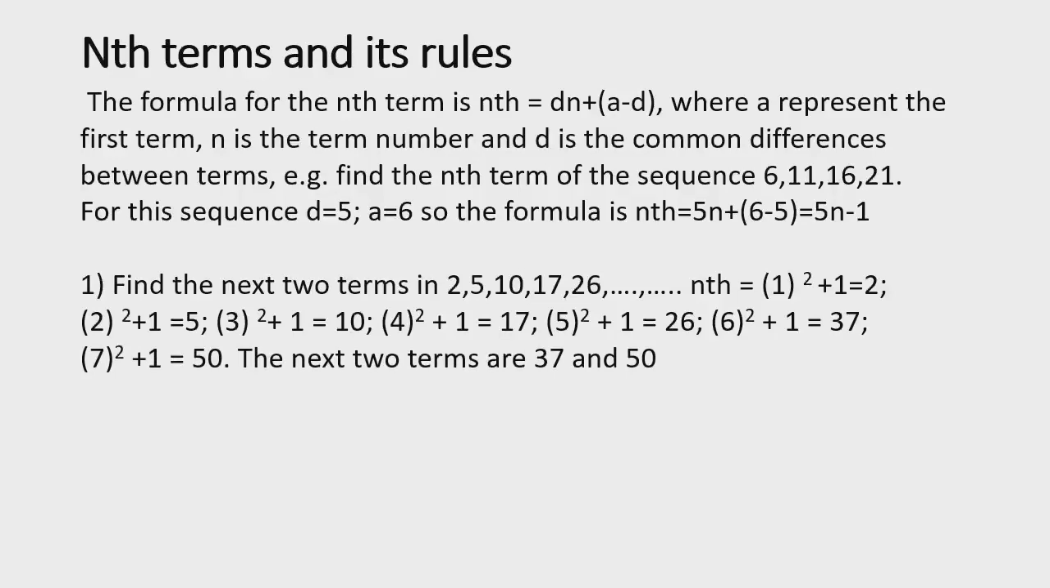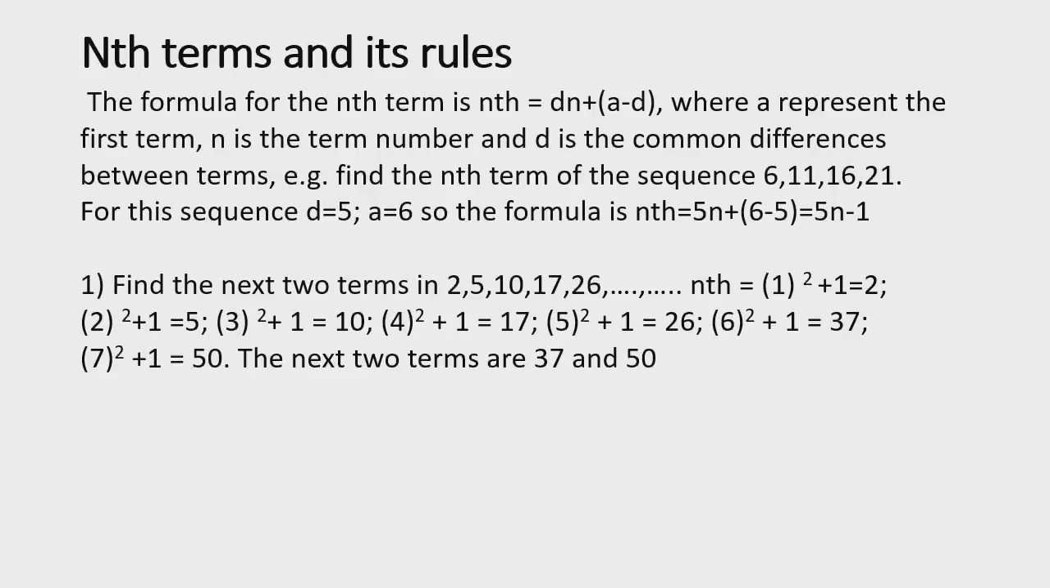Now let's look at when you have to find the next two terms. The first thing is that you need to find the formula. Now when you find the formula, you can substitute the values. Now you will notice that here we are talking about 4 to the power 2 plus 1 is equal to 17, 5 to the power 2 plus 1 is 26, 6 to the power 2, and it continues like that.